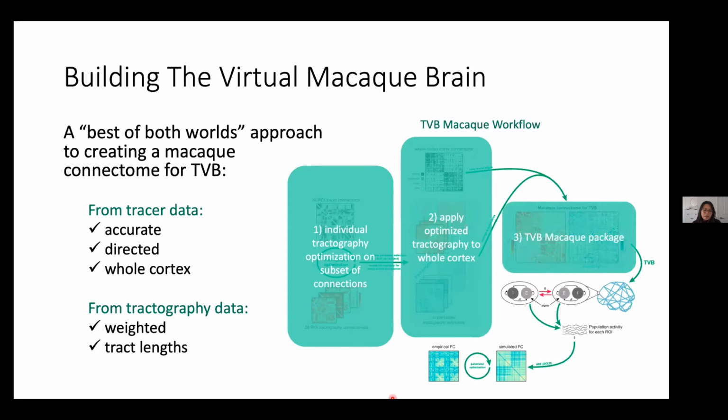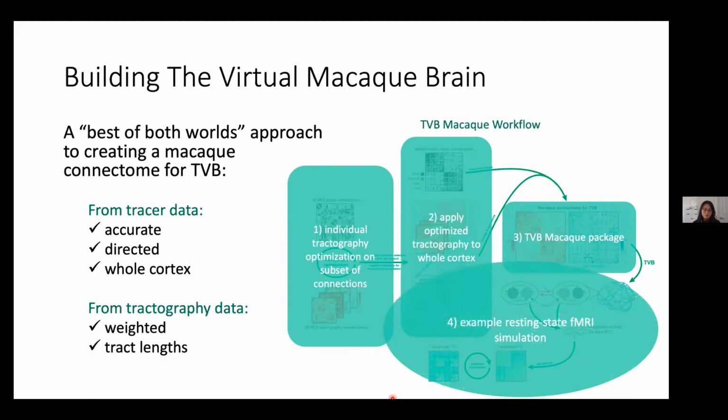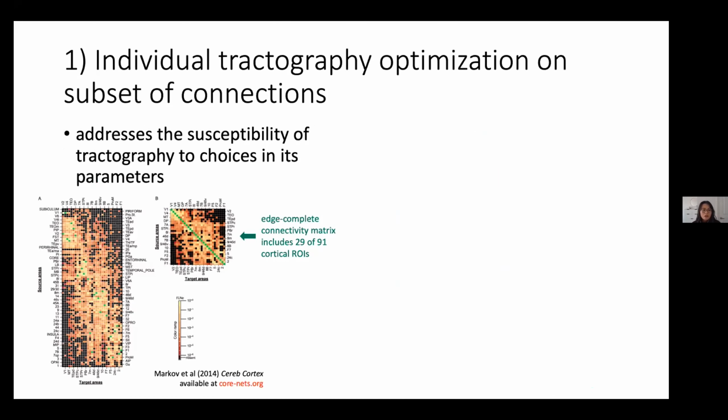I'll show you then what's made available for the TVB macaque package, and then I'll walk you through an example of a resting state fMRI simulation. So this has already been mentioned today, and this is from Henry Kennedy's lab, and in particular described in a paper from Markov et al., a really nice set of data where the weights have been provided in this tracer data for a subset of connections in the cortex.